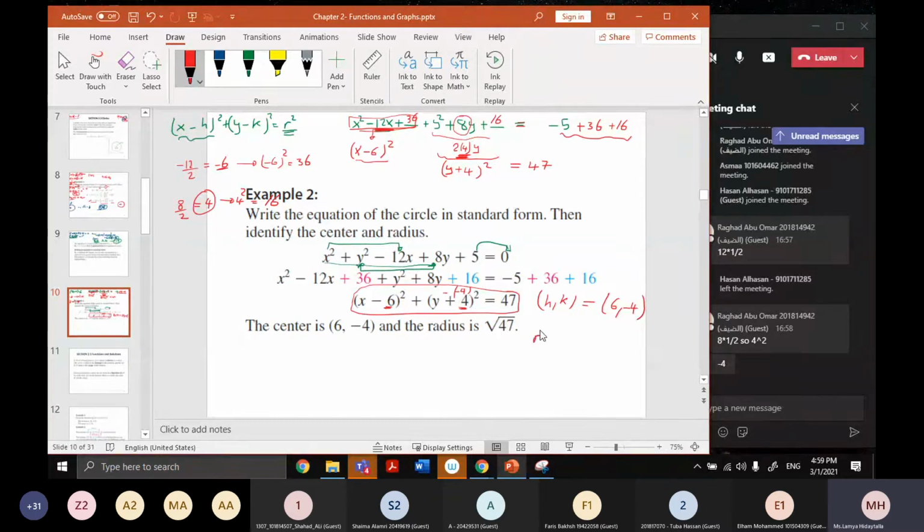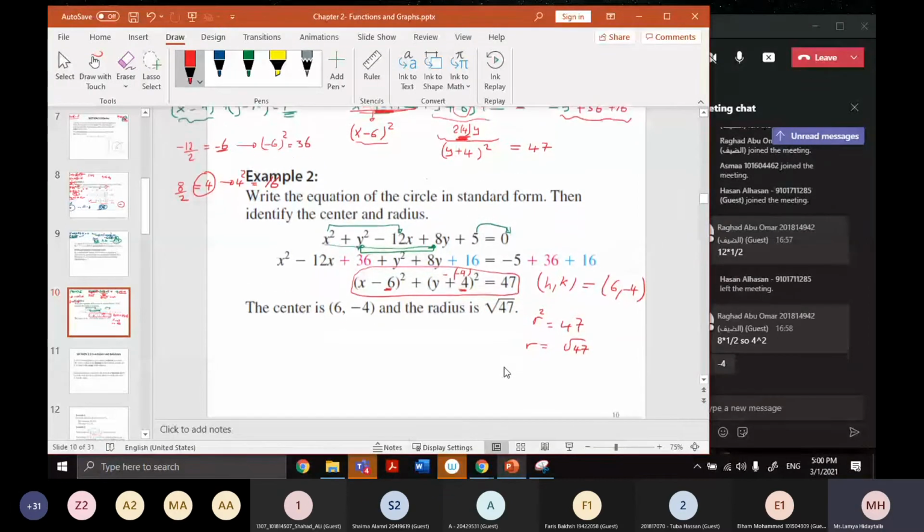What is the radius? We have r squared is equal to 47. Then what is r? r is the square root of 47. Am I going to take positive or negative values? No, only positive value, because a radius is a length. Always the length should be a positive quantity. So here when you take the root, you won't take plus or minus square root of 47. Why? Because radius is a length, and length is always a positive quantity. Okay? Clear? Clear to all of us?